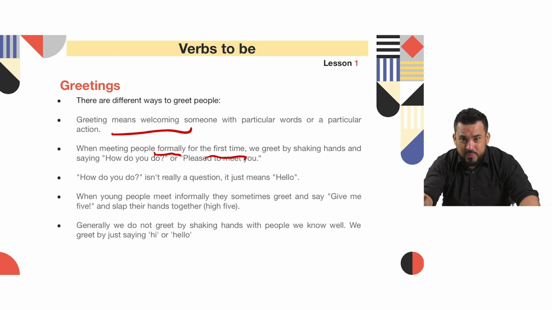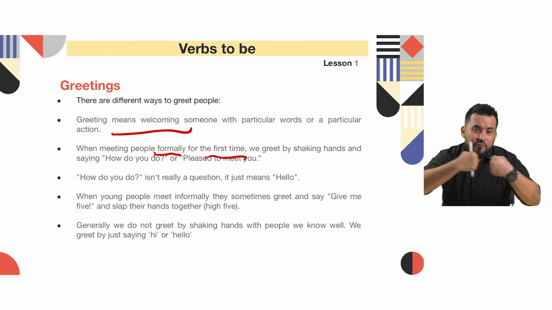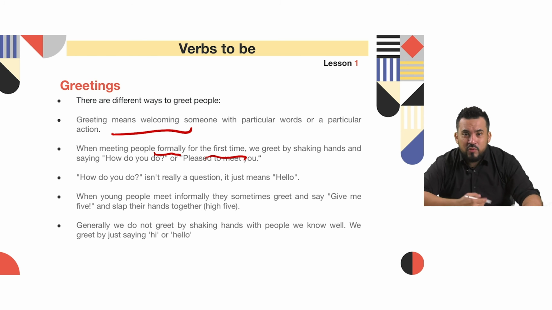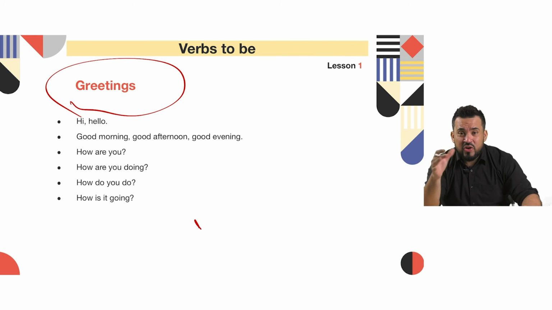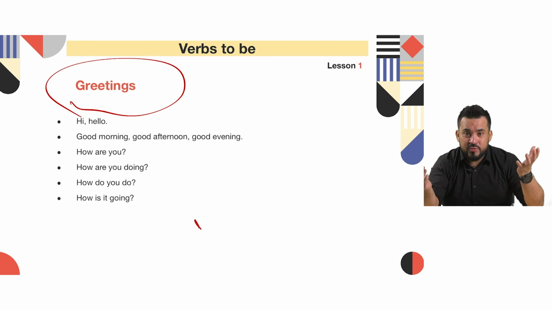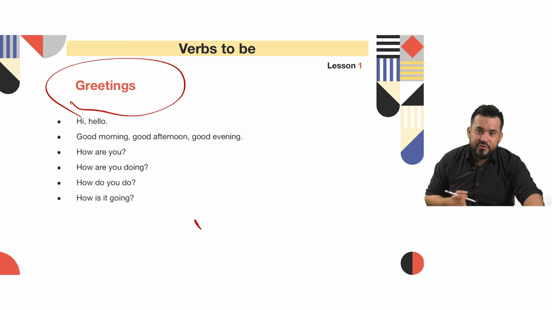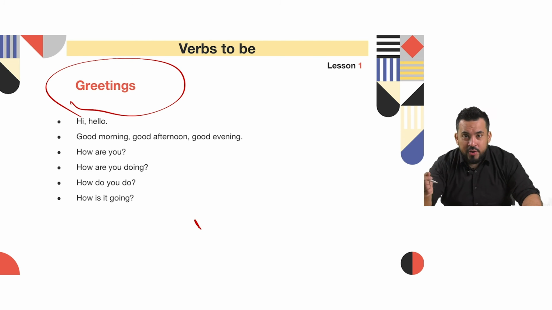Okay, so when young people meet, normally you just say high five or fist bump or, what's up, what's going on? Just very casual. Generally, those are the main forms of the greetings that we use. Like hi, hello, or time greetings like good morning, good afternoon, good evening. How are you? How are you doing? How do you do? Or how is it going?